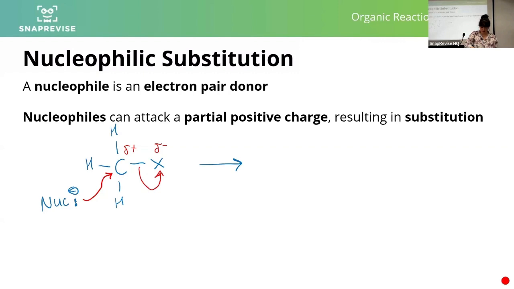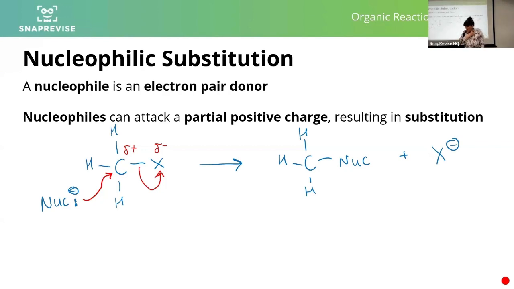So in this case, that pair of electrons in the bond is going to move away and towards our halogen. That means we end up with our species, which has now got the nucleophile on instead. And in this case, it's X minus.